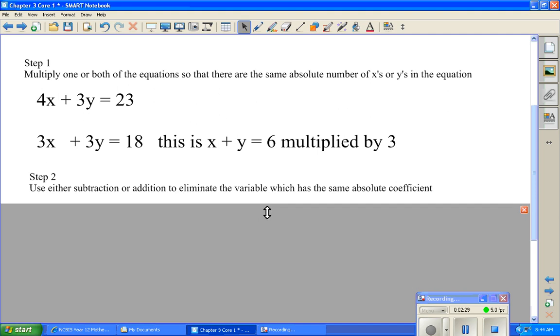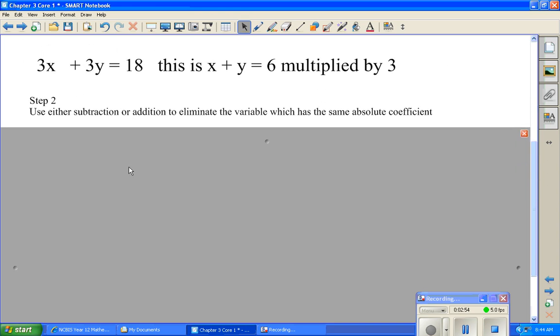So use either subtraction or addition then to eliminate the variable. There is a simple rule to this. If both the signs are positive or both signs are negative, we're going to use subtraction. If they're different, so one's positive, one's negative, then we're going to use addition. The reason is that subtraction will get rid of the y's if they're both the same sign, and addition will do the same thing.